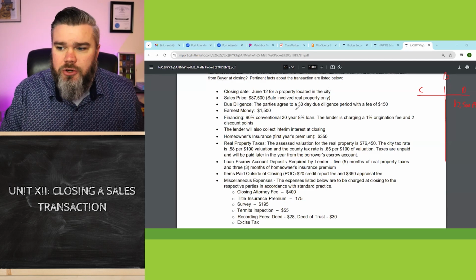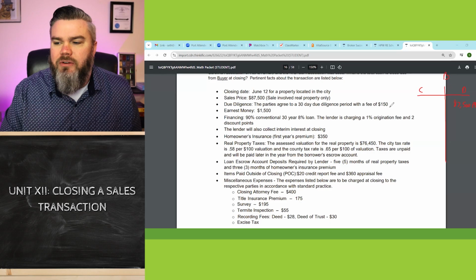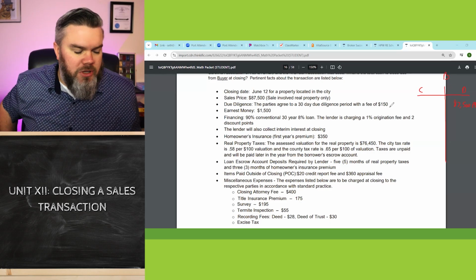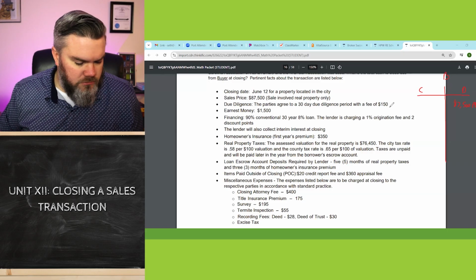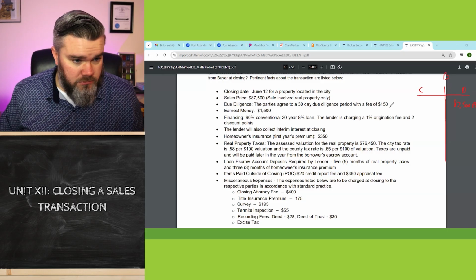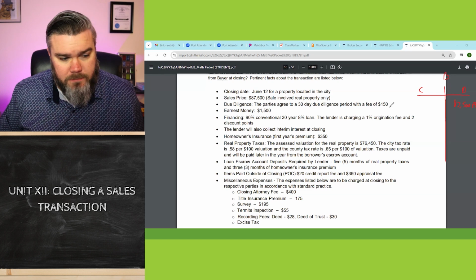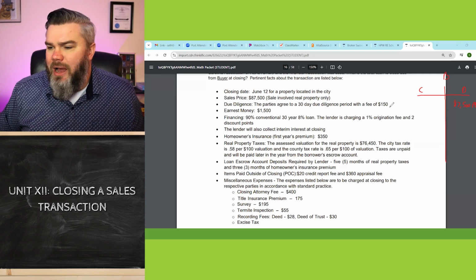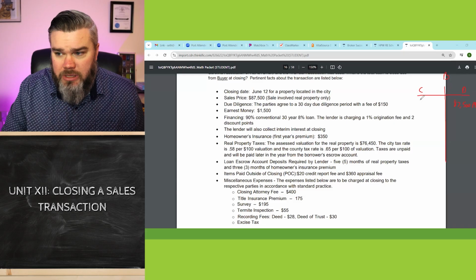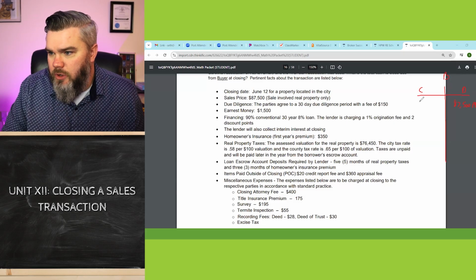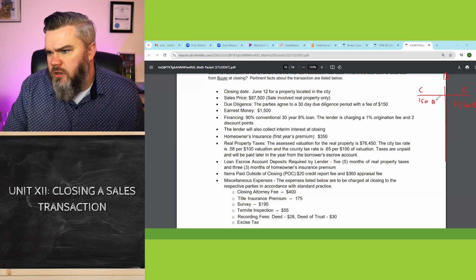Due diligence. The parties agree to a 30-day due diligence period with a fee of $150. What did I just tell you? How does a due diligence fee appear on a closing disclosure? Yeah, it's a seller debit, buyer credit, and obviously we're just looking at the buyer, so we're going to put it as a buyer credit here. If we were looking at the seller too, we would obviously put it on their side. So we're going to say $150 due diligence fee.